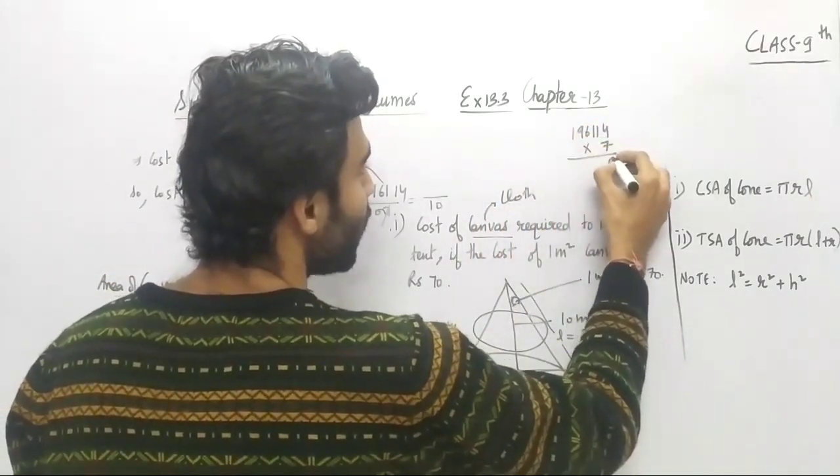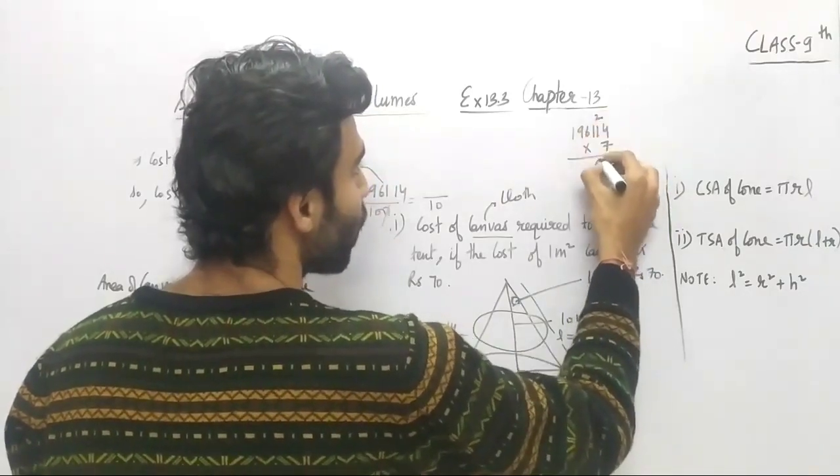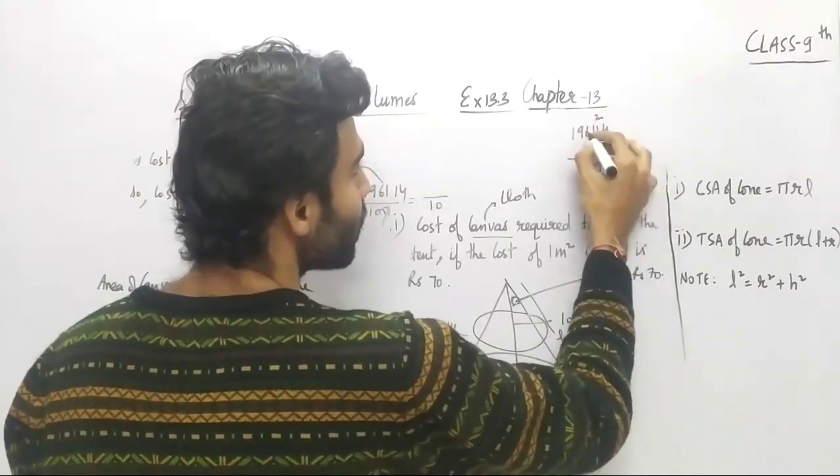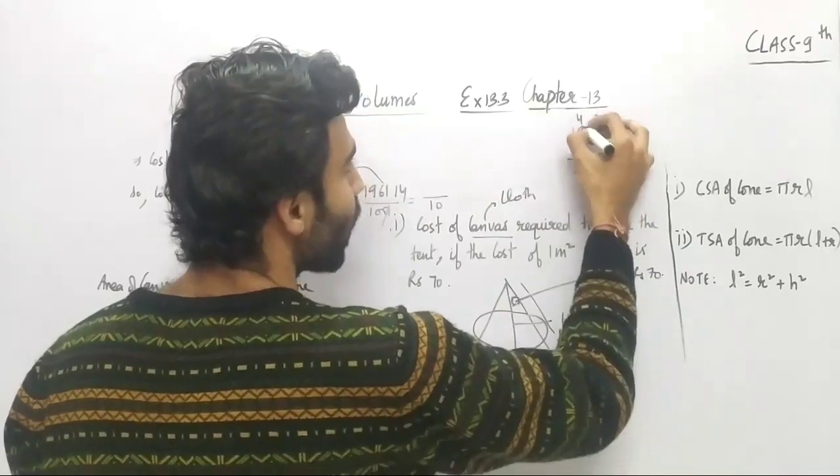So 7 4 is 28. 2 carry. 7 1 is 7 and 1 2 9. 7 1 is 1 7. Then 7 6 is 42. 4 carry.